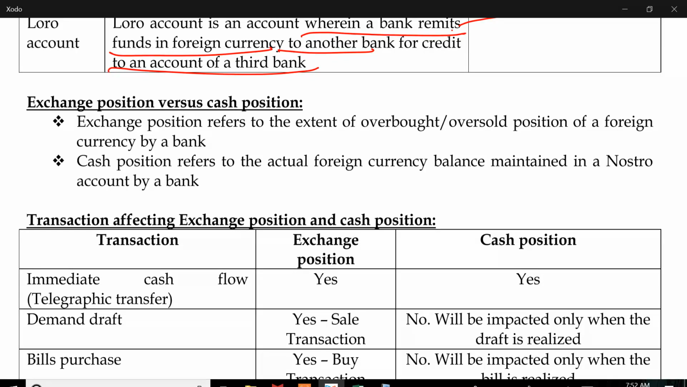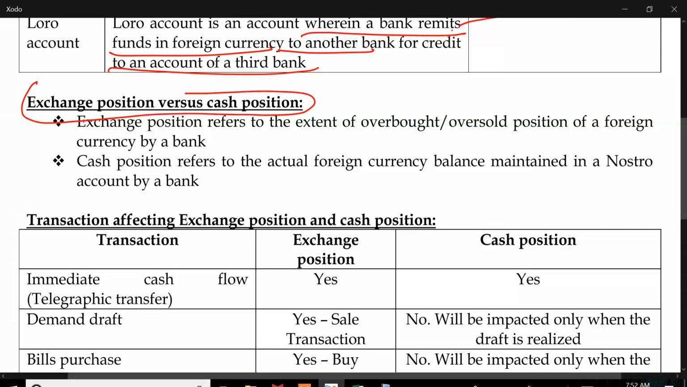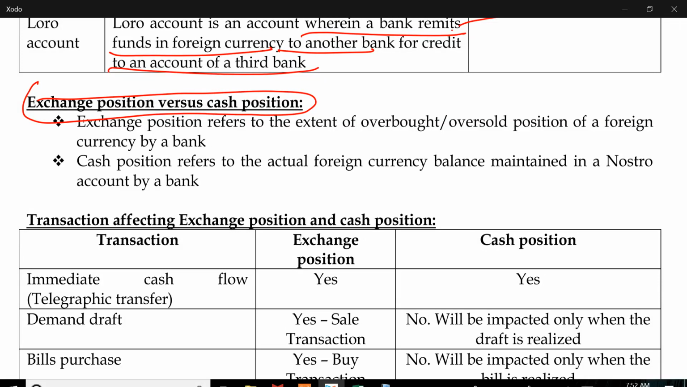Next thing we are going to learn is exchange position versus cash position. A company takes a forward contract. When you take a forward contract, would you be having any risk? Let's assume there is no base currency at all. You just want to start speculating, and you take a forward contract.